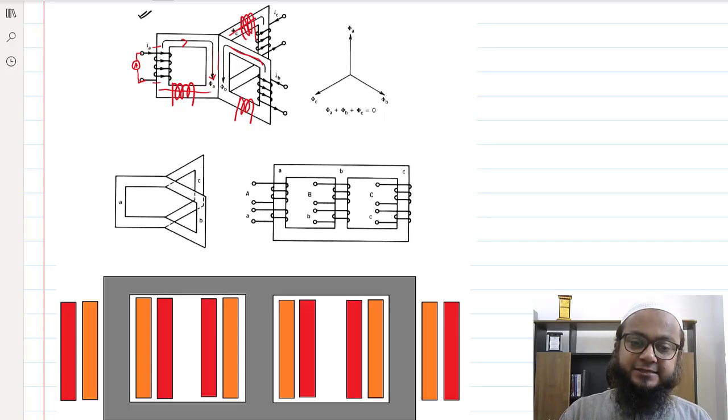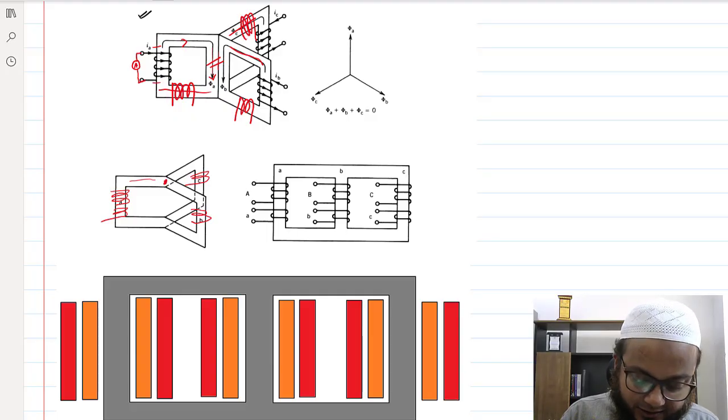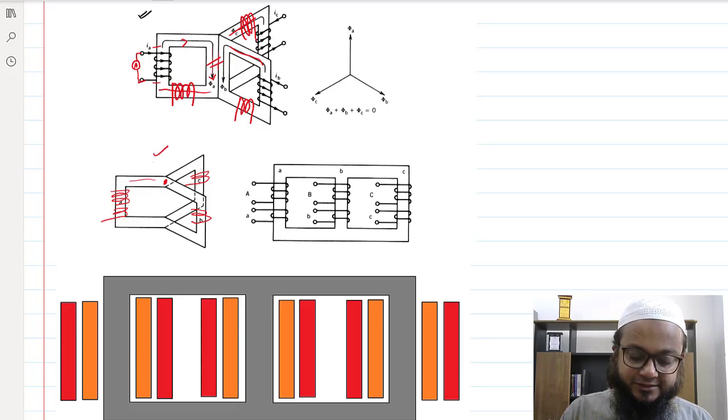Same thing, if the flux here in the central limb is 0, we can replace it, right? So if we energize the winding on all these limbs, the flux in the center is 0. So I would say at this node, the sum of all this flux, phi A plus phi B plus phi C, is 0. Now this kind of construction is difficult to make, because you have to design it in a 3D construction. So it would be difficult to manufacture.